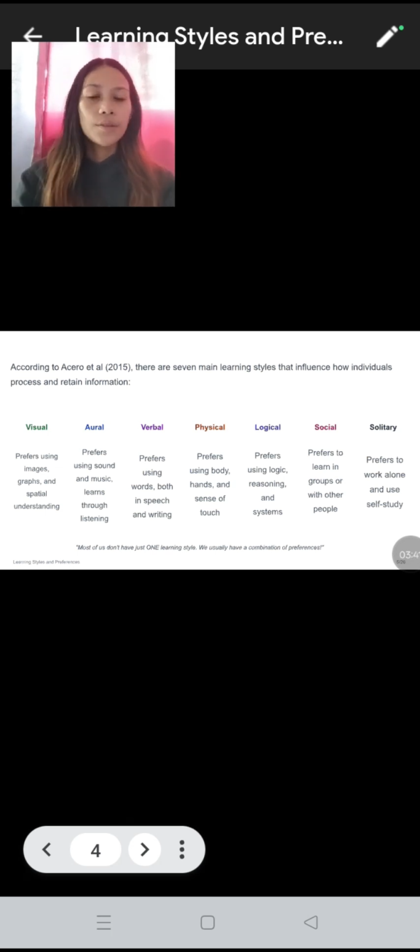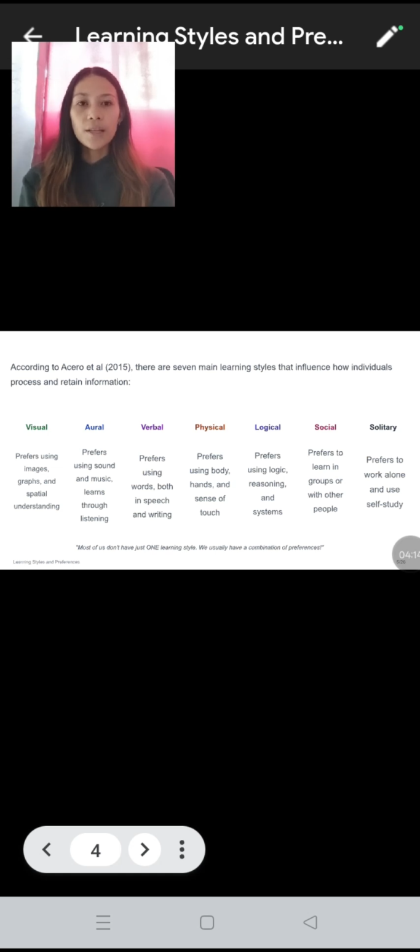So, according to Acero et al., 2015, which describes how individuals process and retain information. First is visual learning style. This style is for people who learn best by seeing things. They prefer using images, graphs, and spatial understanding. If you like looking at diagrams, charts, or watching videos to understand a concept, you might be a visual learner.